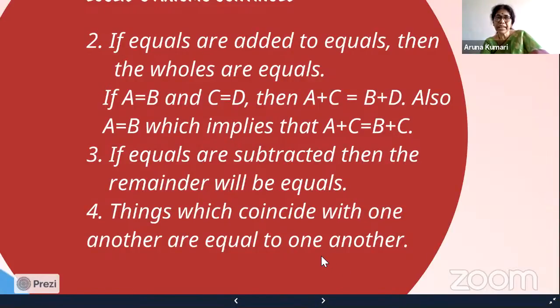That means each part of one line and each part of the other line will touch each other. Then they will definitely be equal. That is nothing but coinciding. Coinciding means each point is touching each point. That is called coincidence. So the things which coincide with one another are equal to one another. That is quite natural.